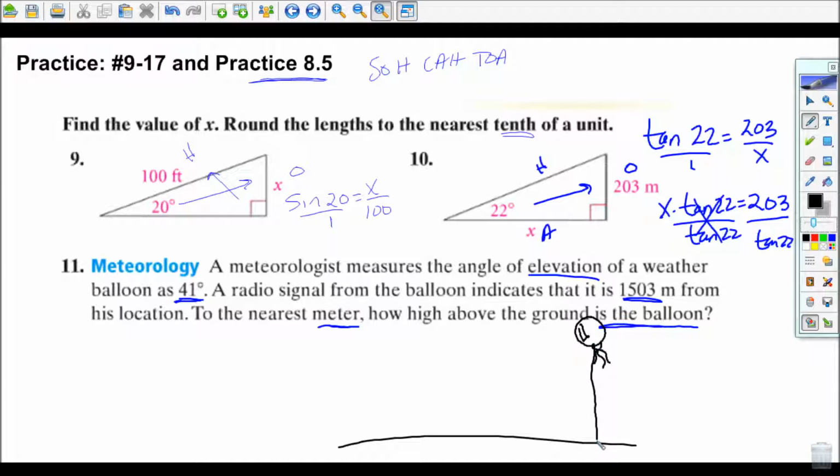So we're going to have an angle of elevation. This is the view of the person, the meteorologist. I know that this is the angle of elevation because I have a horizontal line and it's going up, so we know that is 41 degrees. The radio signal from the balloon indicates that it is 1,503 from his location. So from the balloon to his location is 1,503 meters. It wants to know how high above the ground is the balloon. It wants to know x.